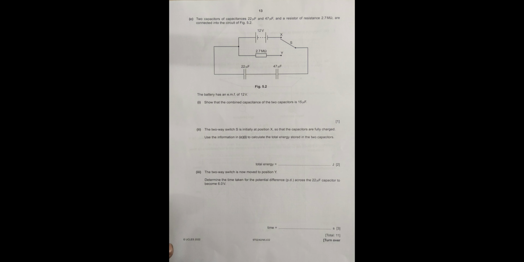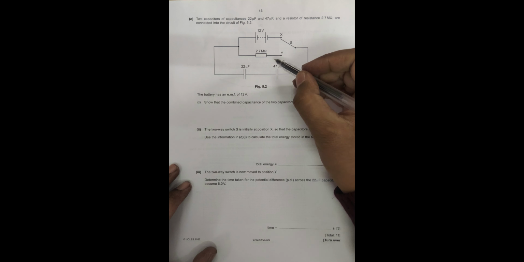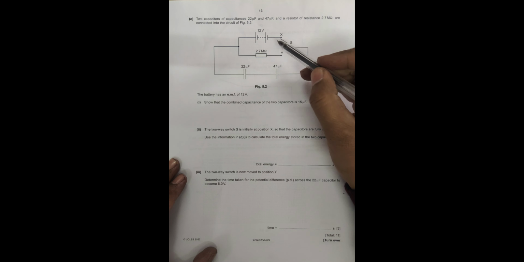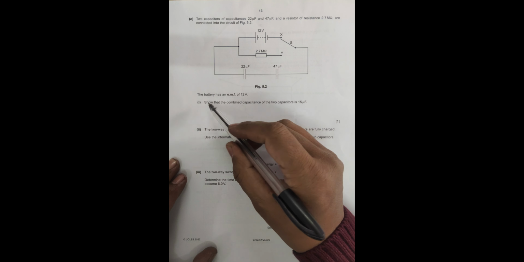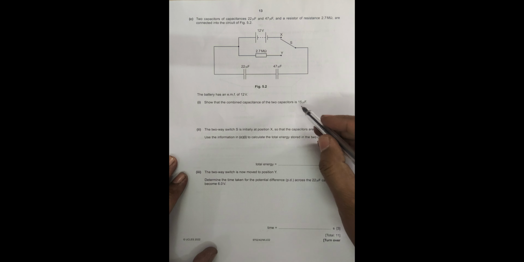Then the next question is, two capacitors of capacitances 22 microfarad and 47 microfarad, and a resistor of resistance 2.7 megaohm, are connected into the circuit of figure 5.2. The battery has an e.m.f. of 12 volt. Show that the combined capacitance of the two capacitors is 15 microfarad.